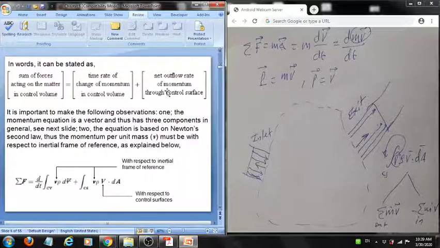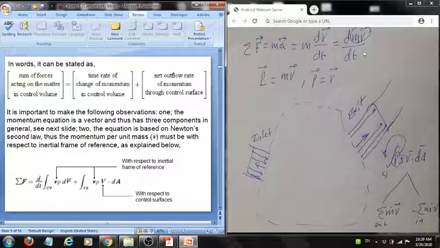Now let's go back to the equation one more time. This is in words, as we said before: the summation of forces acting on the control volume is equal to the time rate of change of linear momentum inside the control volume plus the net outflow rate of momentum leaving the control volume through the control surfaces.